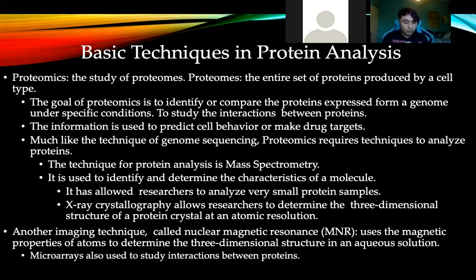The goal of proteomics is to identify or compare the proteins expressed from a genome under specific conditions, and then to study the interactions between other proteins. The information is used to predict cell behavior or make specific drug targets. Much like the technique of genome sequencing, proteomics requires techniques to analyze proteins.